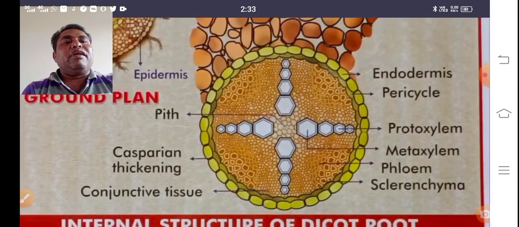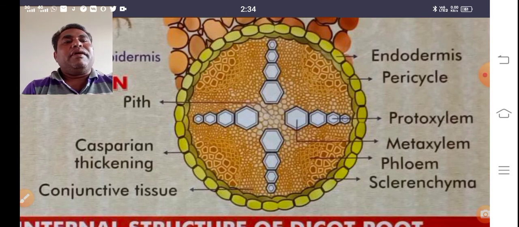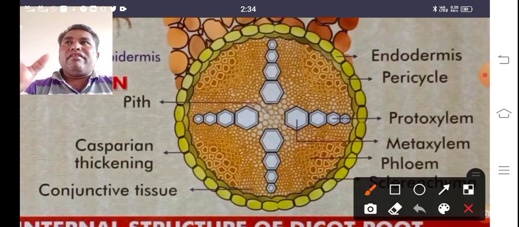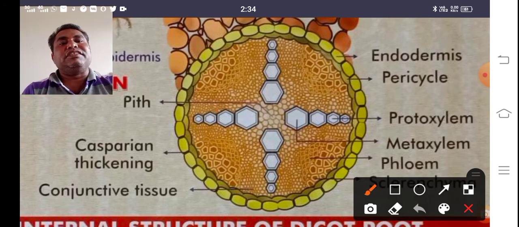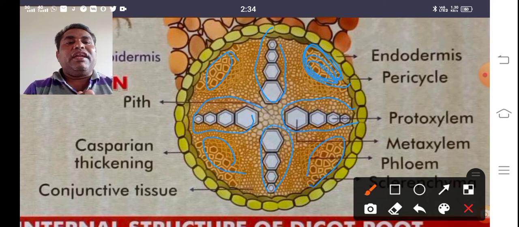Next, let us go to the vascular bundles. Here, vascular bundles in the root are present as strands, alternately. In the vascular bundle there are two types of tissues, xylem and phloem. For example, when you take this row of cells, it is called xylem. This patch is called phloem. Again this is xylem, this patch is phloem. This one is xylem, this one is phloem. This one is xylem, this one is phloem. So they are arranged alternately.